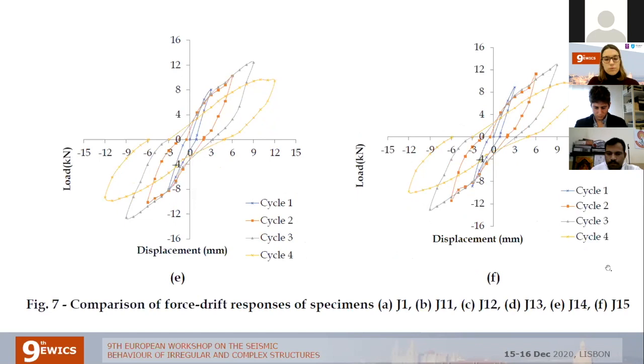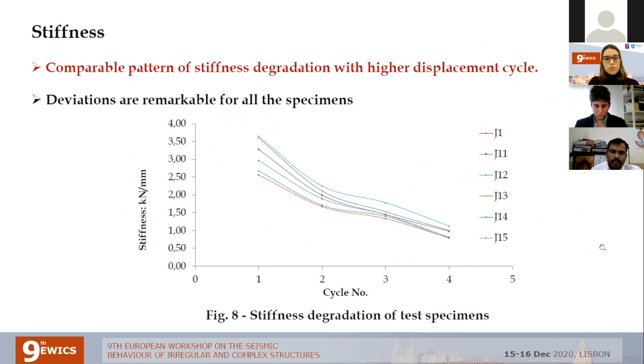Then moving towards another parameter, that is the stiffness. It can be found in Figure 8 that all the specimens demonstrated a comparable pattern of stiffness degradation with the higher displacement cycles. It is noticed that the deviations are huge at the preliminary cycles, and then the variation in the stiffness is gradual.